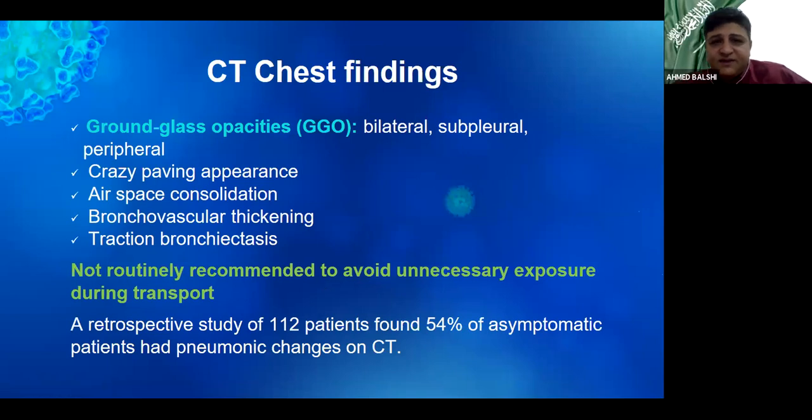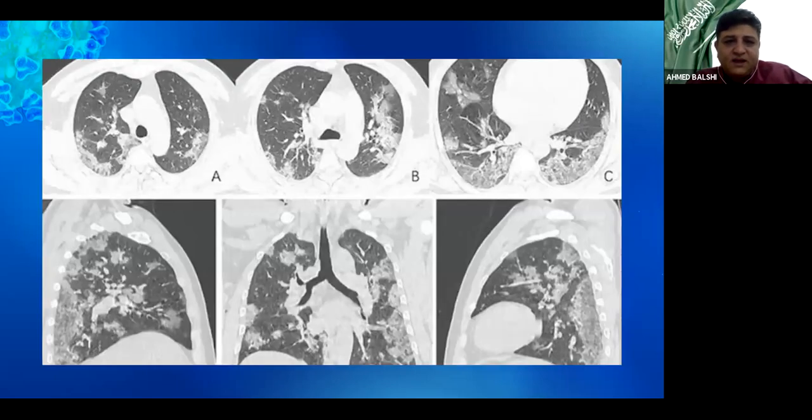Then what are the CT chest findings? The most common are ground glass opacities, bilateral, subpleural, peripheral, a crazy paving appearance, air space consolidation, bronchovascular thickening, and traction bronchiectasis. As we said, CT scan is not routinely recommended. Why? To avoid unnecessary exposure during transport. These are different cuts of the CT showing a COVID patient with peripheral infiltrations and ground glass appearance.